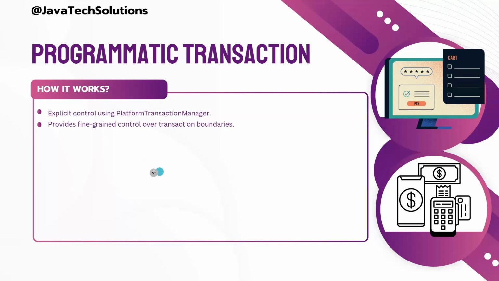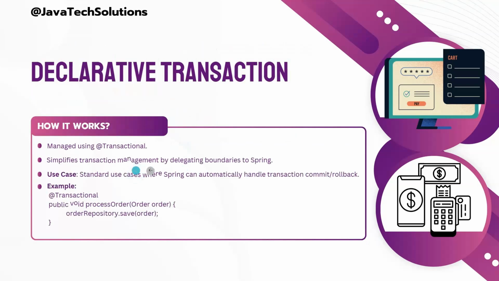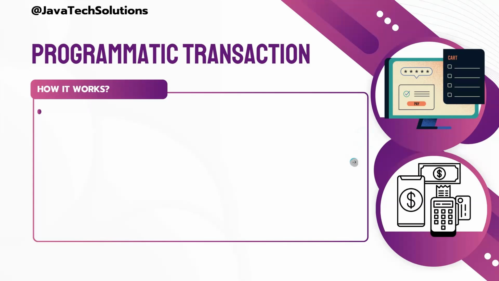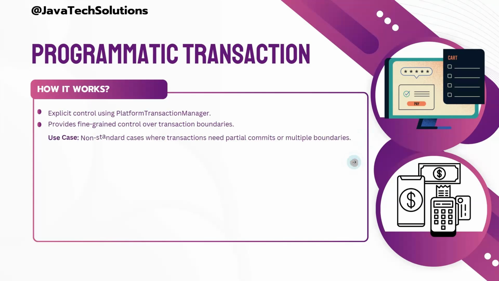So as I said, Spring provides two main ways to implement programmatic transactions. The first one is the TransactionTemplate and the other one is the PlatformTransactionManager, right? So as I said, the use case of this one, let me go back over here. It's basically for non-standard cases where a transaction needs partial commit or multiple boundaries, right?